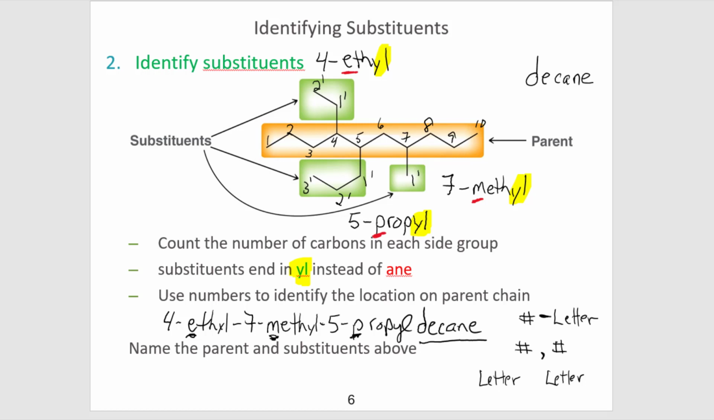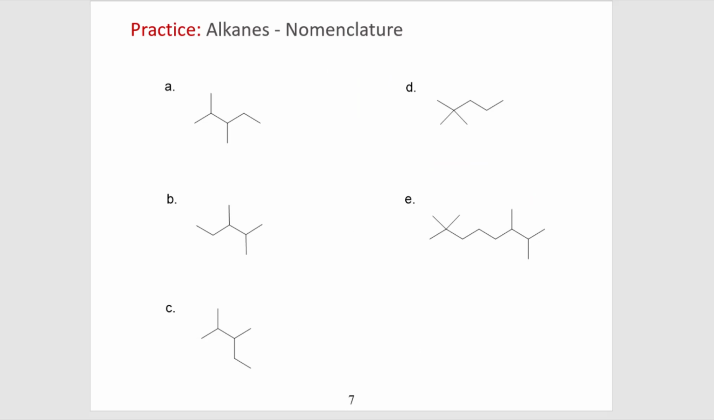Let's get some practice because there's a little bit more that you need to know. And I think you'll learn these rules and skills as we do a few more examples together. Let's start with A. Find the longest parent chain. 1, 2, 3, 4, 5. Okay, number the longest parent chain.